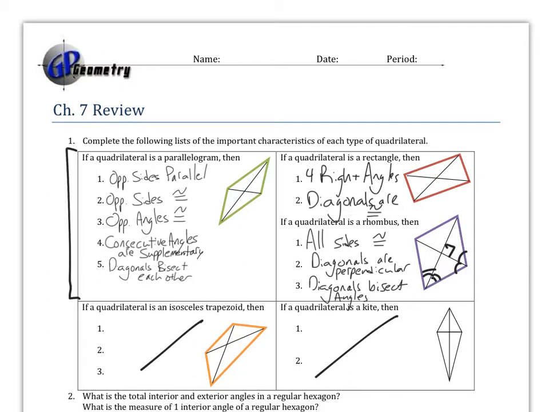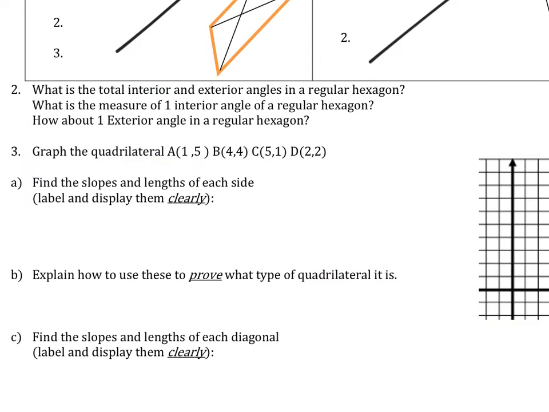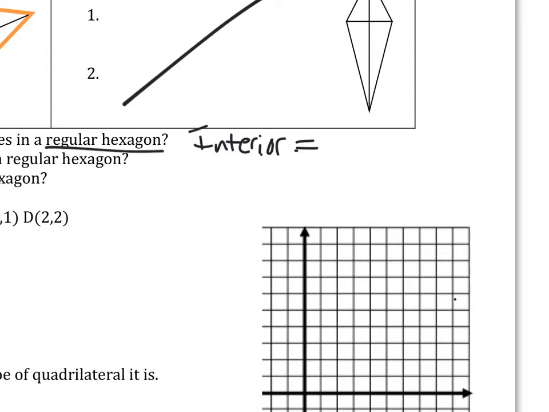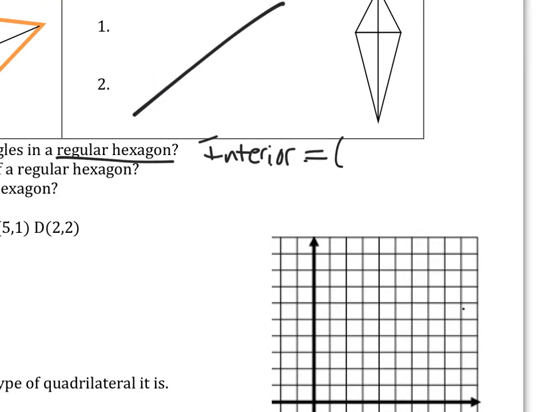Well, let's continue on here. Again, don't worry too much about those bottom two. Next thing we move on to is we got some angles in a regular hexagon. Remember, for the interior angles, we have n minus 2 times 180. So in this case, n is 6. So it's the number of sides minus 2 times 180. That's our formula. You need to know that. And so this comes out to 4 times 180, which is 720.